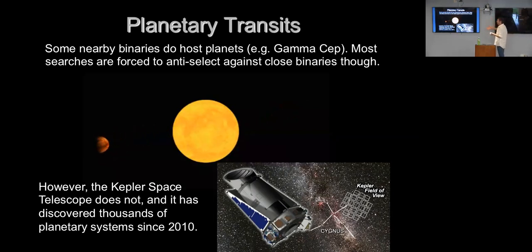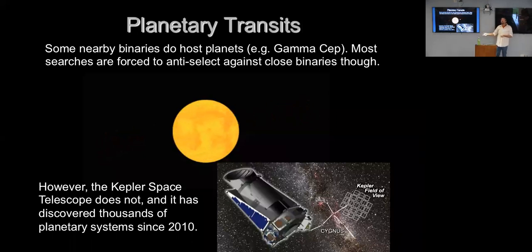And so specifically, well, I've got my movie of a transiting planet here, but don't need to dwell too much on it. Because we basically know some nearby binaries do host planets, for example, Gamma Cep. But most searches are forced to anti-select against close binaries because, like for RVs, if you have 2 stars there, you're not just trying to sort out what the spectrum of one star is doing to a 1,000th of a pixel in your spectrum, so you can measure the velocity down to meters per second.